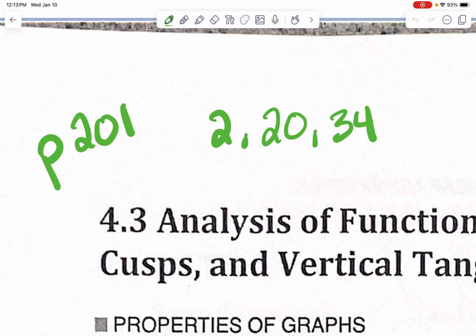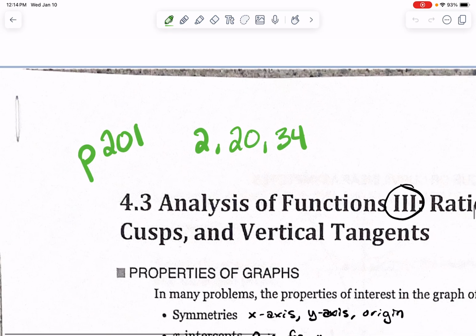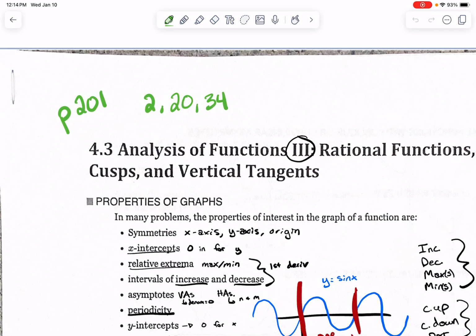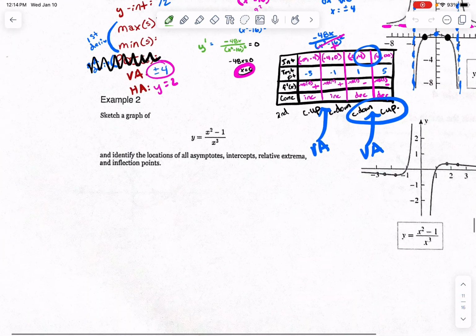Yep. All right, so okay, so 220 and 34, those are the problems that I want you to do for 4.3, page 201. It lists the asymptotes, lists the points of inflection, lists the maximums and minimums. So we're going to go through just the examples that are similar to the ones that I'm going to give you for homework. We're just going to do those examples on the notes here and then call it good for section 4.3. So I'm going to go through example 2 with you.